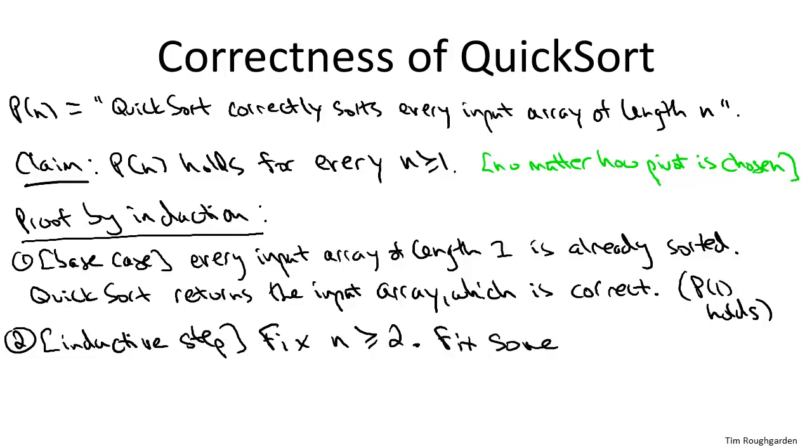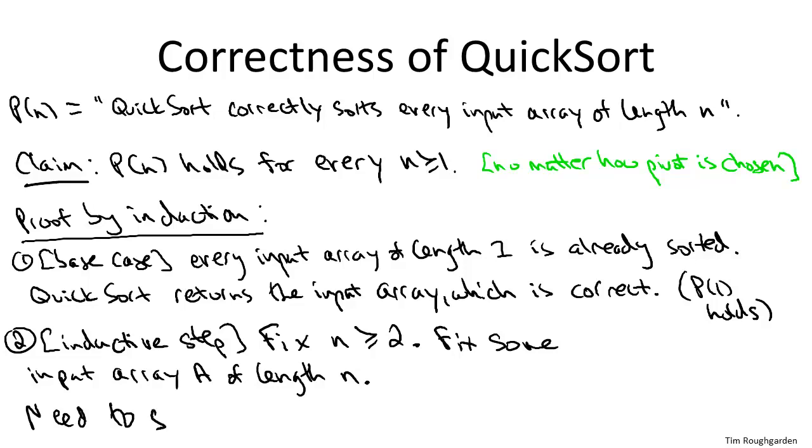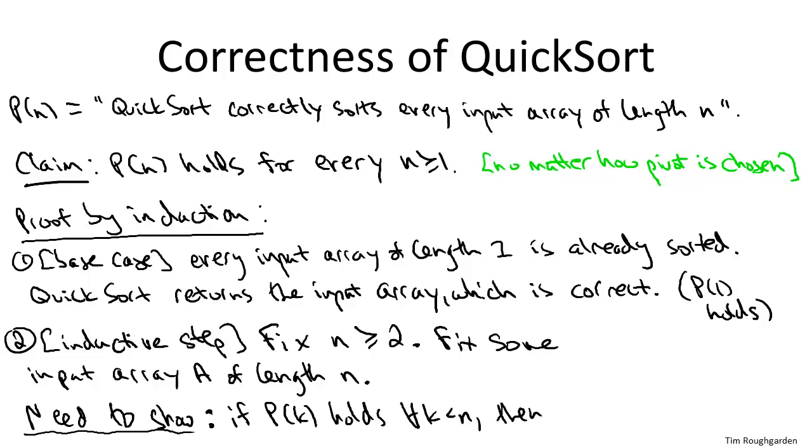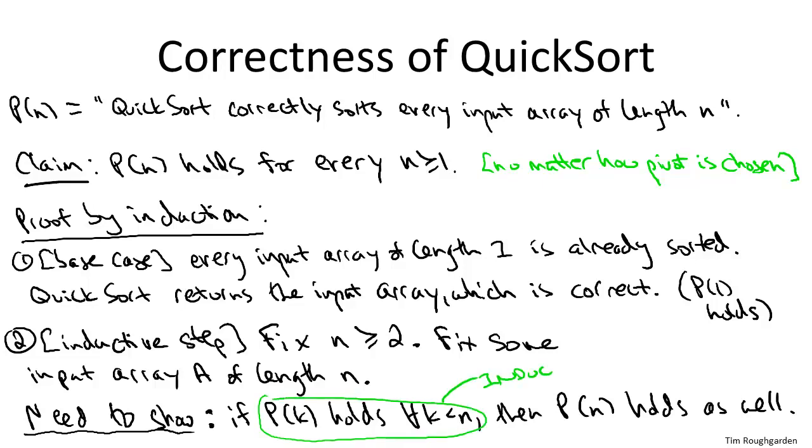So let's make sure we're all clear on what it is we need to show. What are you showing in an inductive step? Assuming that P of k holds for all smaller integers, then P of n holds as well. And remember, this is the inductive hypothesis. So in the context of Quicksort, we're assuming that Quicksort never makes a mistake on any input array that has length strictly smaller than n, and now we just have to show it never makes a mistake on input arrays that have size exactly n.